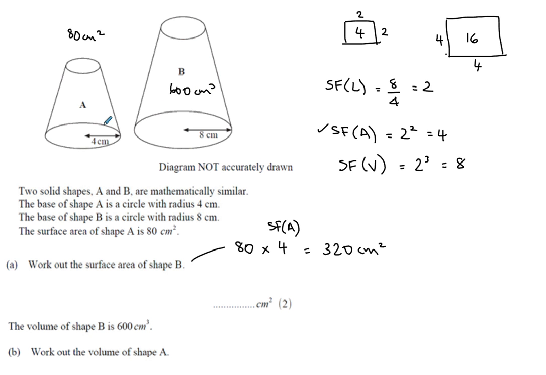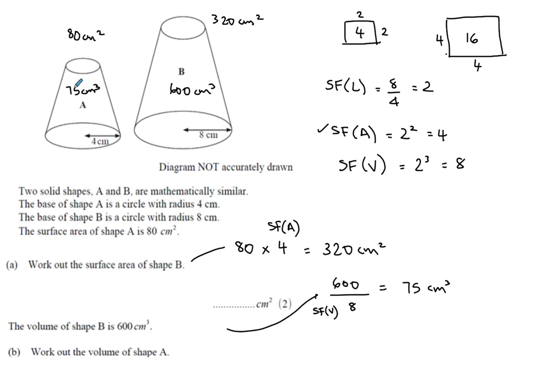Now if they're saying the volume of B is 600 centimeter cubed, because we're going from bigger to smaller, we're actually going to divide by the scale factor of the volume. So you've got 600 divided by the scale factor of the volume, which is 8, and 600 divided by 8 would give you 75 centimeter cubed. So that would be the volume of 75 centimeter cubed, and this would have an area of 320 centimeters squared.